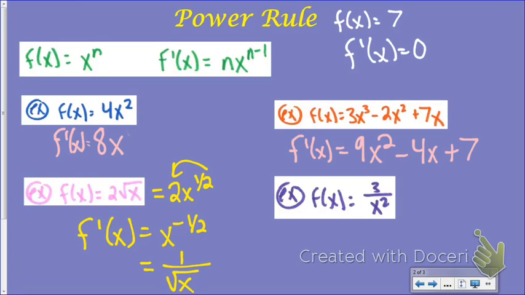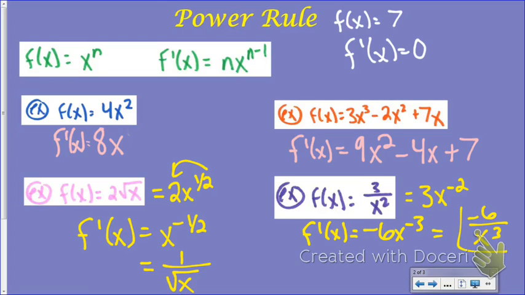Same idea on this function. If I rewrite this using exponent rules, I know this is the same thing as 3 times x to the negative 2 power. Using those exponent rules, I can easily use the power rule. Following the power rule, I multiply, subtract 1 from the exponent, and then I can rewrite this as negative 6 over x cubed. And I found my derivative.